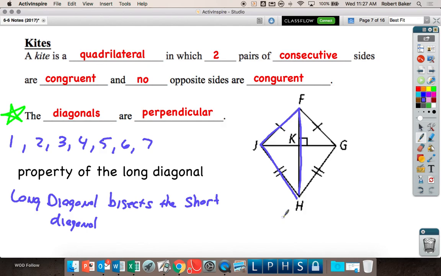That, oh man, this is tough to say. The angle between the non-congruent sides is congruent. So these two are non-congruent sides. This angle, those two angles are congruent. It has one set of congruent opposite angles.